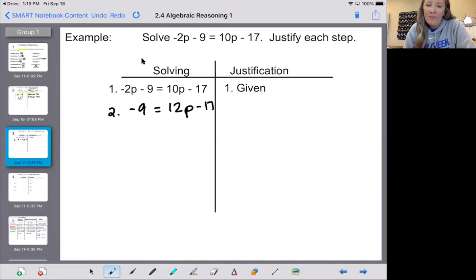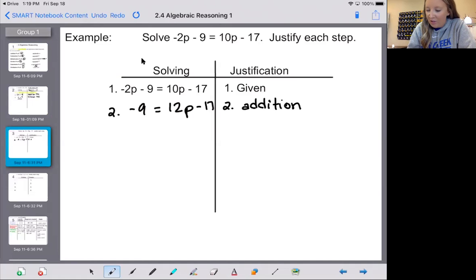Now, there might be some of you who are thinking, well, I want to add 9 to the other side. Go for it. Add 9 first. Maybe some of you would want to add 17. That's fine. Maybe some people want to subtract 10p. That's fine. There are many ways of solving these, so you might have different steps than someone else. Now, how did I get negative 9 equals 12p minus 17? I added.